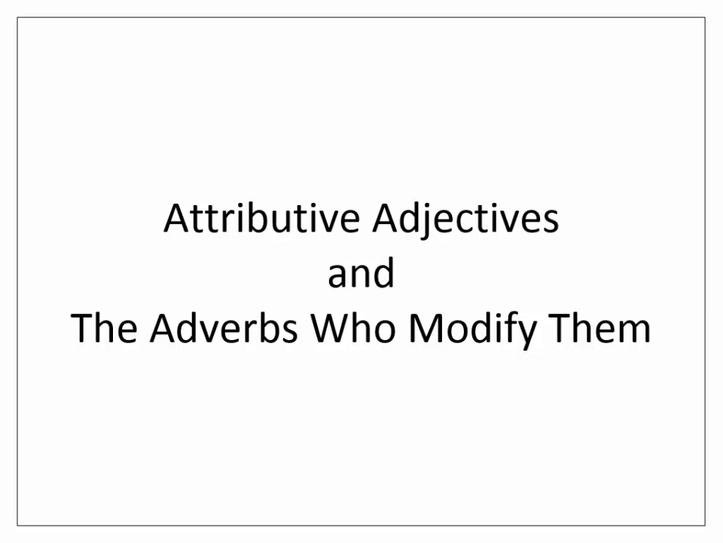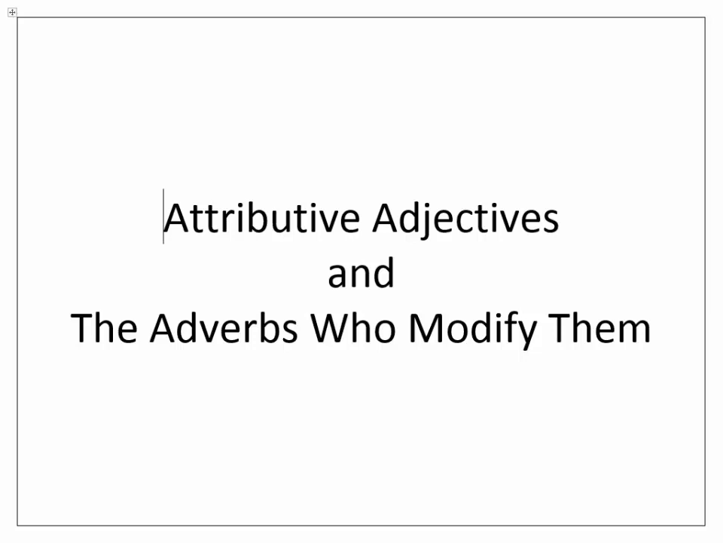In this video, we're going to be looking at adjectives that modify nouns. Such adjectives are called attributive adjectives. There's also predicative adjectives which follow verbs. We'll look at those in a later video. So here we're looking at adjectives that modify nouns and also the adverbs that could then in turn modify the adjectives. Let's take a look at some examples.